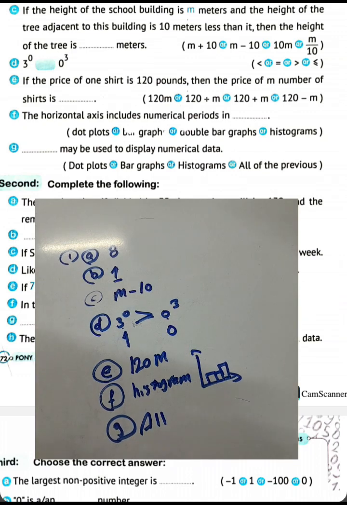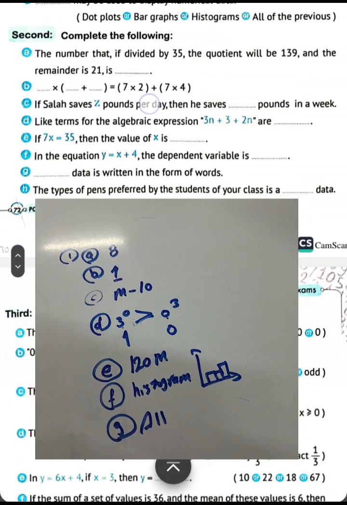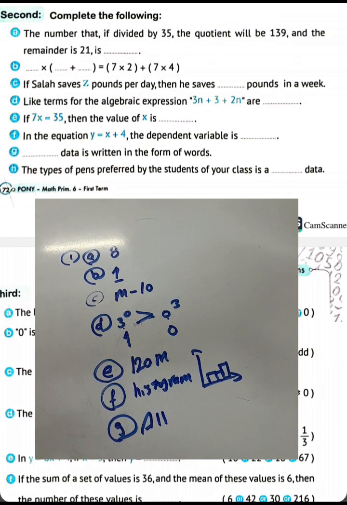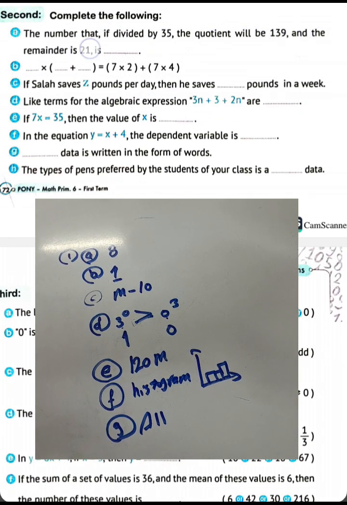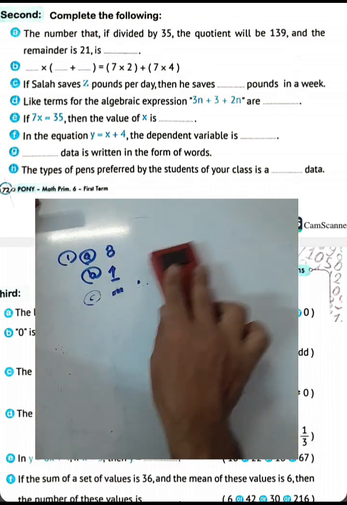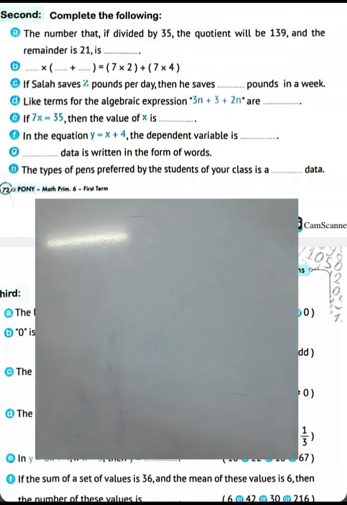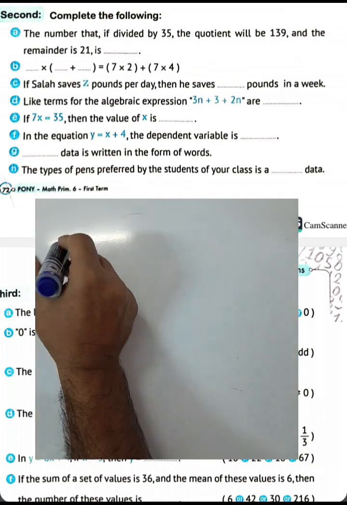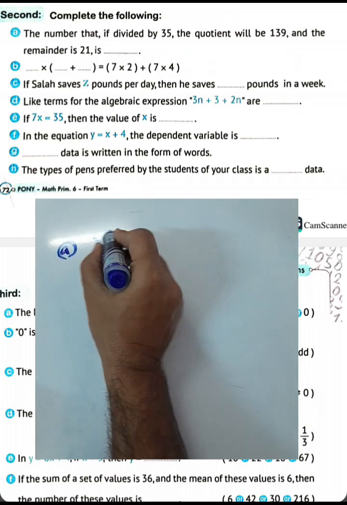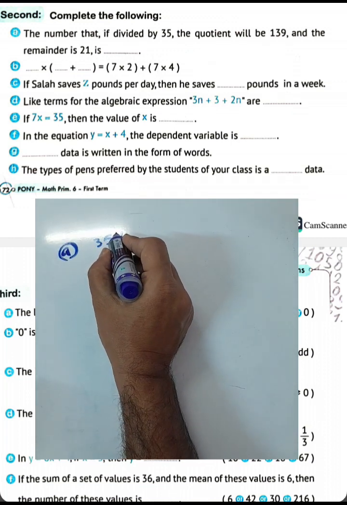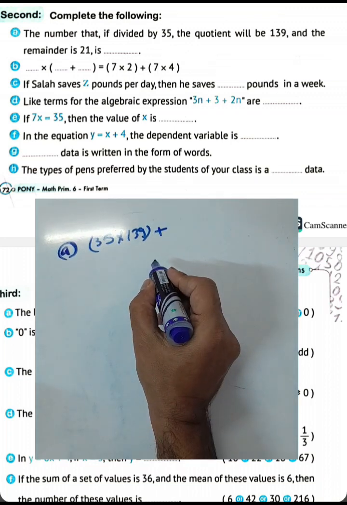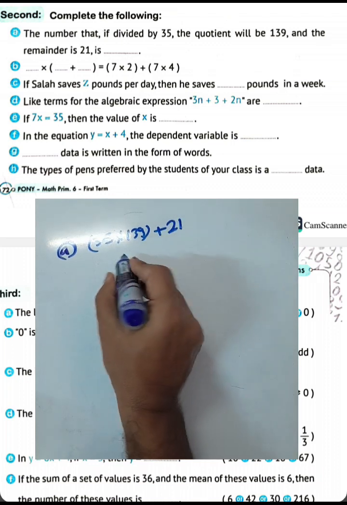Okay. Second question, complete. Letter A, the number that if divided by 35, the quotient will be 139 and the remainder 21. We want to find the dividend here. We know the dividend equals divisor multiplied by the quotient plus the remainder. Then in question letter A, we can find the product of 35, the divisor, by the quotient 139, plus the remainder here, 21.